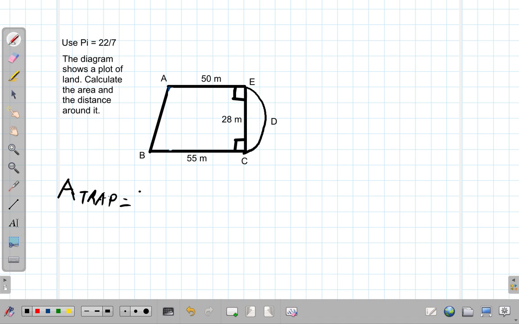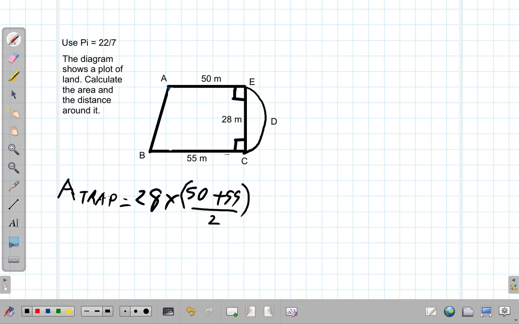It is the height 28 times, you can't say 55 because up here is 50, and you can't say 28 by 50 because down here is 55. What you do is make a compromise between the two different lengths. So you have 50, 28 times 50 plus 55 divided by 2, right?